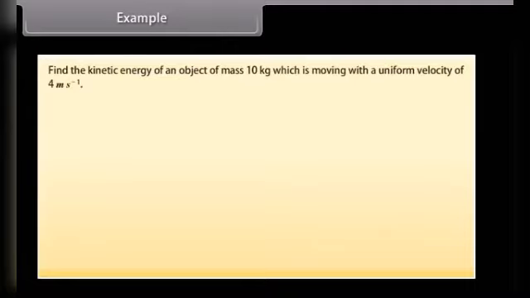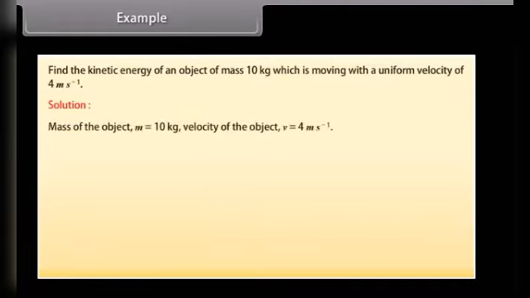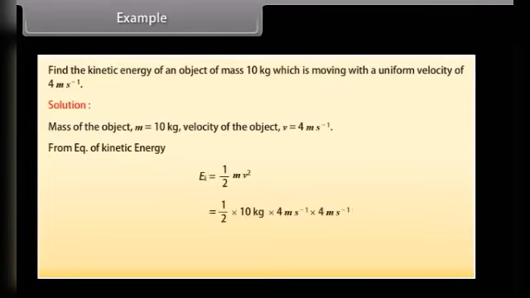Example. Let's now find the kinetic energy of an object of mass 10 kg which is moving with a uniform velocity of 4 meter per second. Solution. Here mass of the object m is equal to 10 kilogram. Velocity of the object v is equal to 4 meter per second. From the equation of kinetic energy we get 1 upon 2 into 10 kilogram into 4 meter per second into 4 meter per second, which is equal to 80 joules. Hence, the kinetic energy of the object is 80 joules.